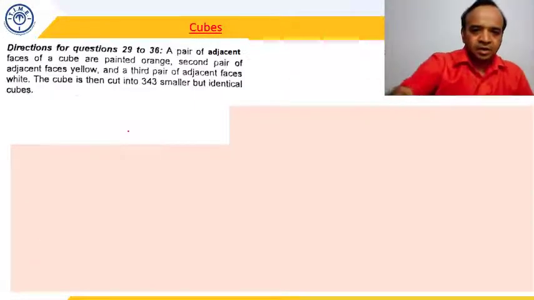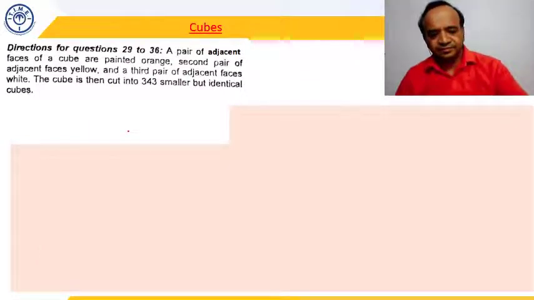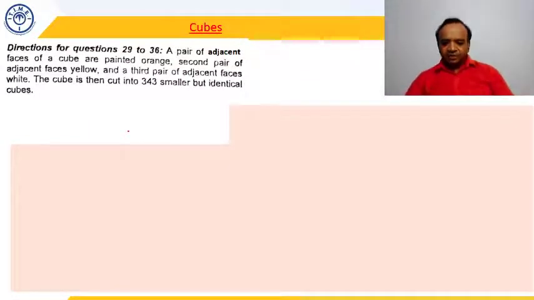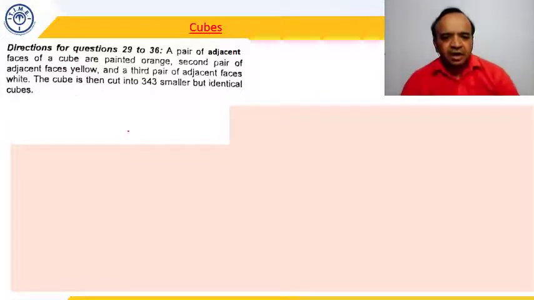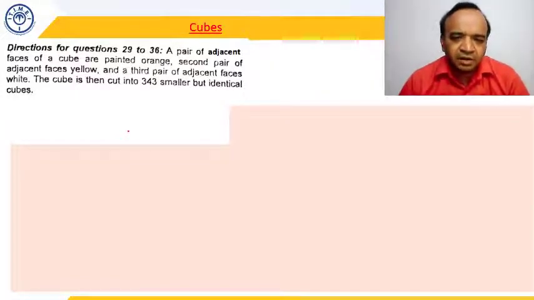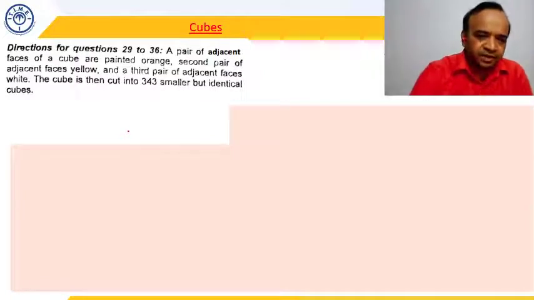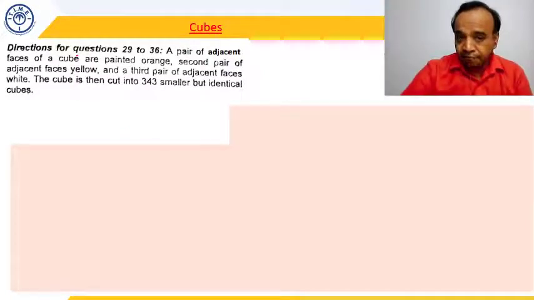Question number 29 to 36. Read this question very carefully. A pair of adjacent faces of a cube are painted orange. The second pair of adjacent faces are painted yellow, and the third pair of adjacent faces are painted white. This is different from the previous one. This is slightly more difficult than the previous one.